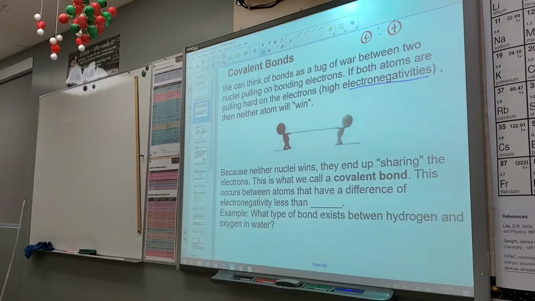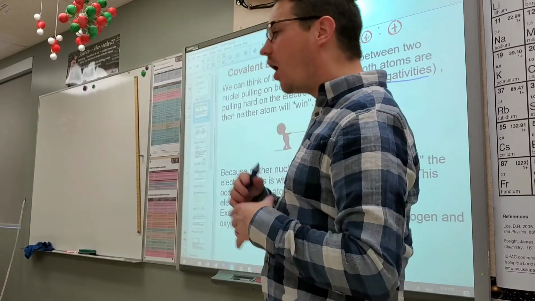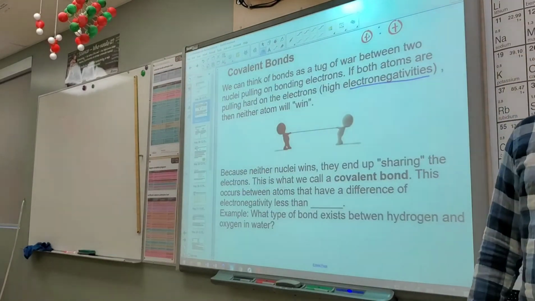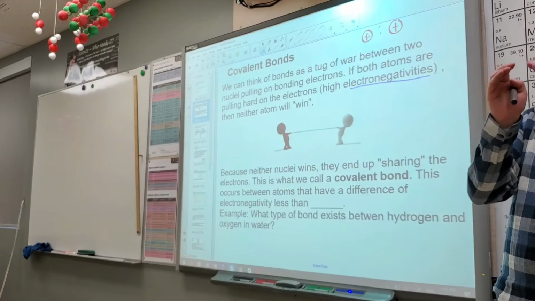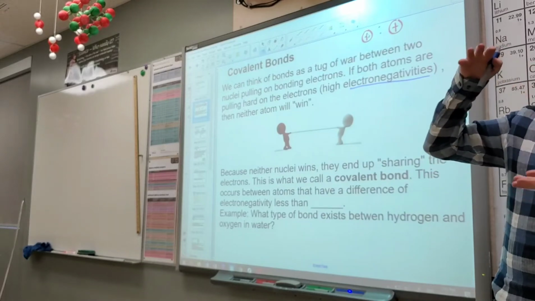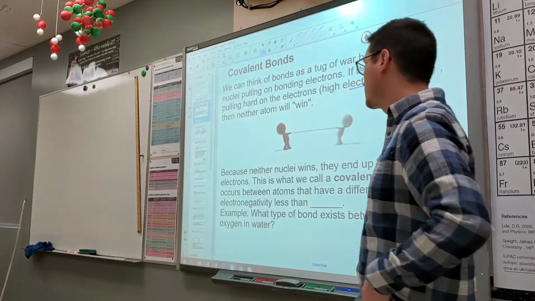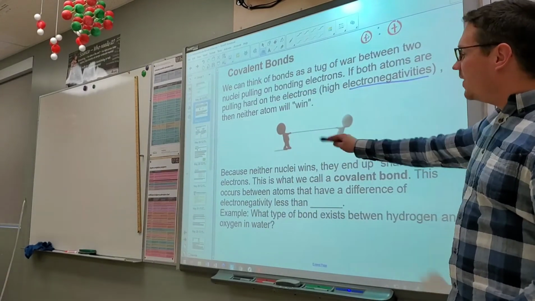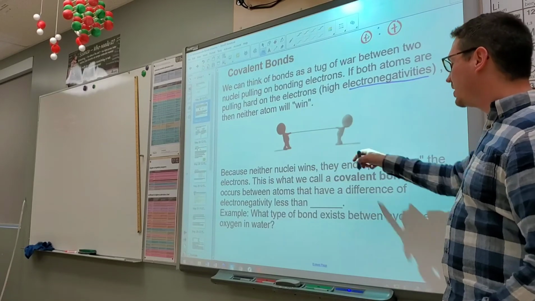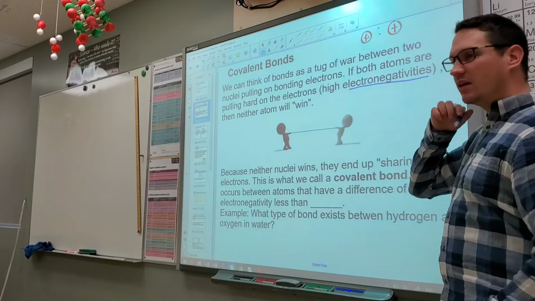4.0. Is there any element higher than 4.0? No. That's the one element that pulls the hardest on all of its electrons. Remember, it's because it's so small, the electrons are held really close to the nucleus, and it's got a lot of positive charge inside that nucleus, so it's got a strong hold on the electrons. Okay, in this tug of war, most of the time, because neither nuclei wins, they end up sharing the electrons.